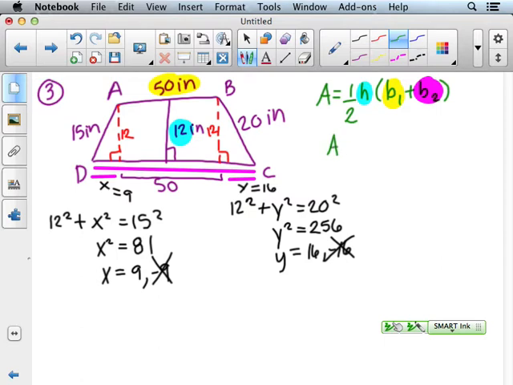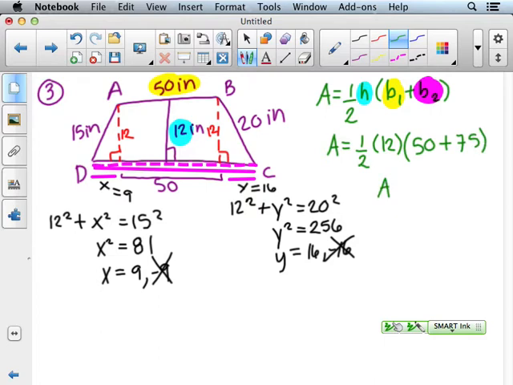So now I'm just going to substitute in 1/2 times 12 times base 1, which was 50, plus, now we know this whole base 2 here, this whole thing, is 9 plus 50 plus 16, which is 75.